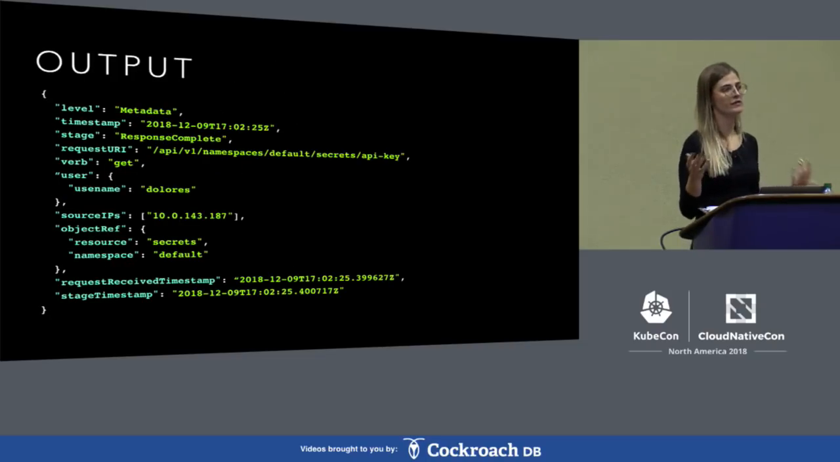And even though this is a fairly restrictive policy, we can see that it answers all 6 of those questions we talked about earlier. What happened? We look at the verb, it's a get. When did it happen? You got a bunch of timestamps, you can see all those. Who did it? It looks like someone named Dolores, robot or a human, I don't know. And then it looks like it's coming from a source IP of 10.0.14.3, and this happened on a secret in the default namespace.